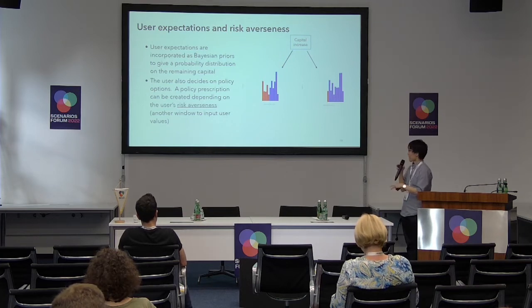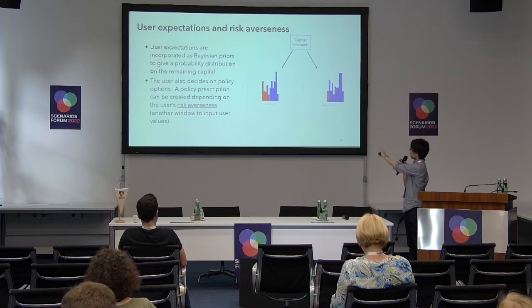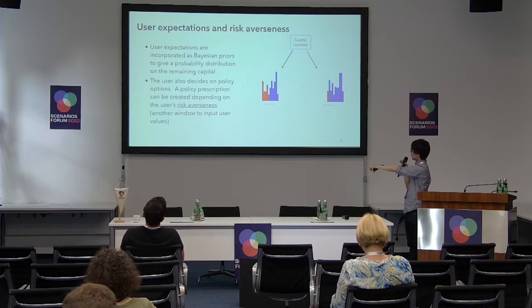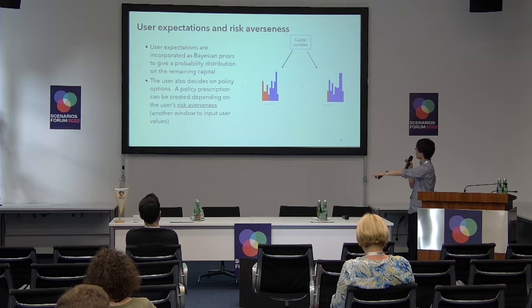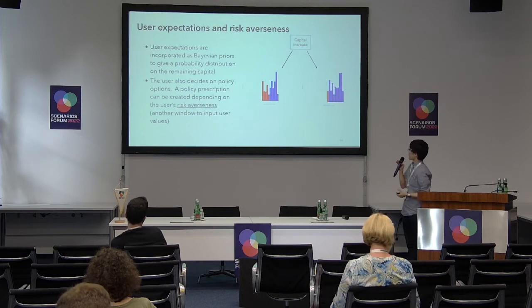So actually, we can make this a workflow, and on the right, you see two distributions based on different choices by the user, different capital increase values. On the left is the distribution you get when you have a smaller capital increase. On the right, you have the probability distribution when you have a larger capital increase.